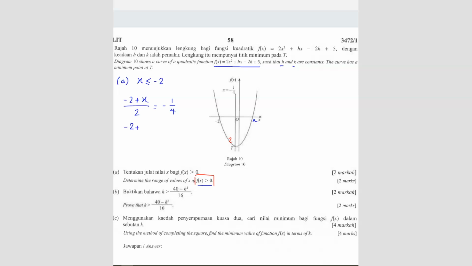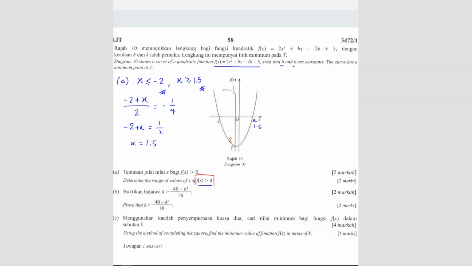So -2 plus x equals to 1/2, and x is equals to 1/2 plus 2, which will be 1.5 or 3/2. Okay, so we know that this is 1.5. So the other range would be x is more than or equal to 1.5. So these two are your answers.